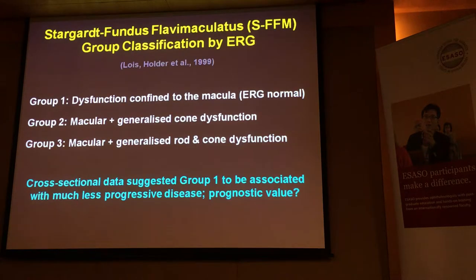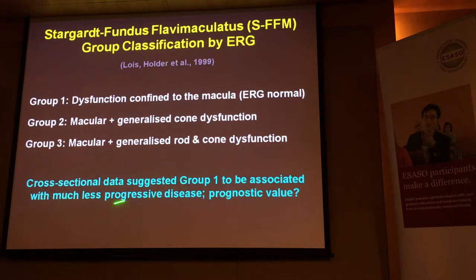Now, when Noemi Lewis was doing a fellowship with Alan and myself back in the late 90s, we separated the Stargardt patients, ABCA4 disease patients, into dysfunction confined to the macula, macula plus generalized cone, macula plus cone plus rod. And at the time, when Alan posed the question to me as the electrophysiologist, we didn't know the gene, we didn't know what we were dealing with. And the question was, some patients with Stargardt do badly, some do well. Do they have the same disease? Or are there different diseases within that? Now, of course, we know the genetics. It's changed, much more sensible.